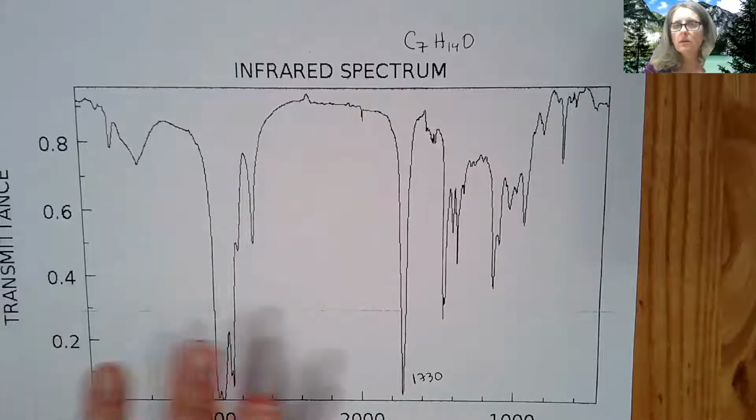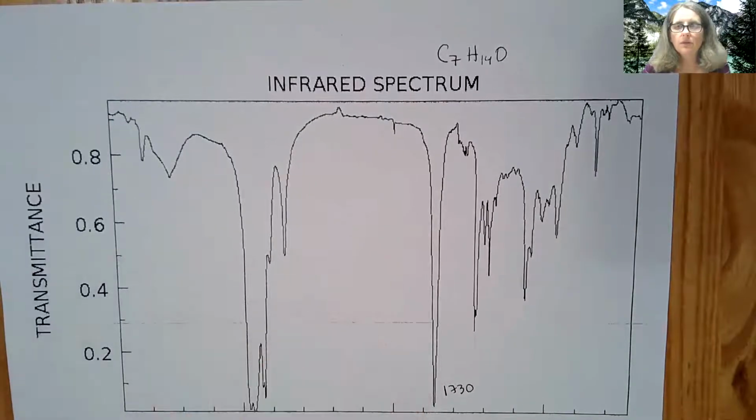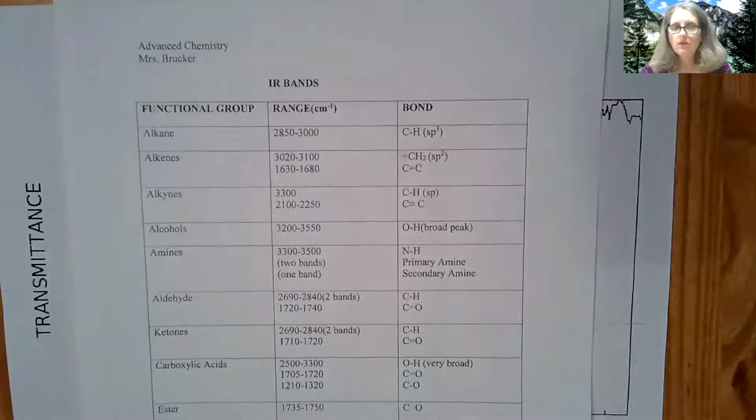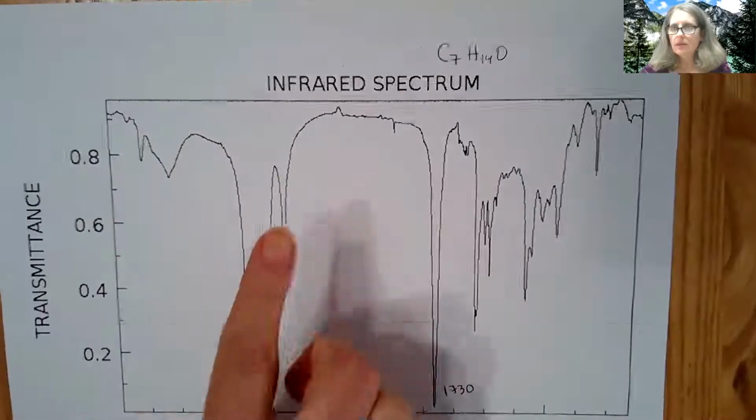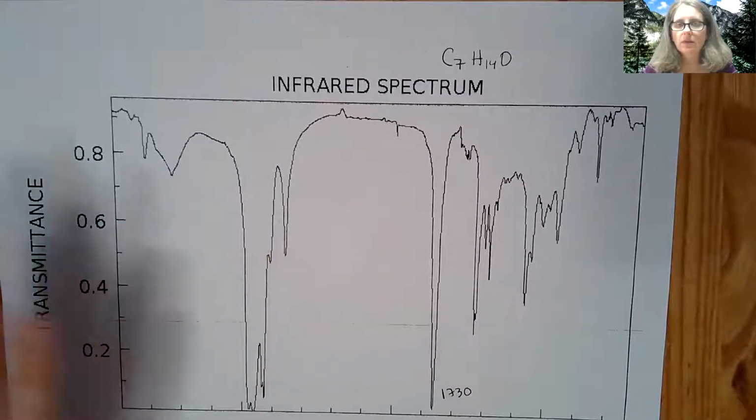So this is going over a practice set of IR spectra, just to give you a feel for what you're going to be doing with this. For this, you need your IR band table that you have available to you, and this is the practice IR spectra. There's 4 different spectra we're going to look at.